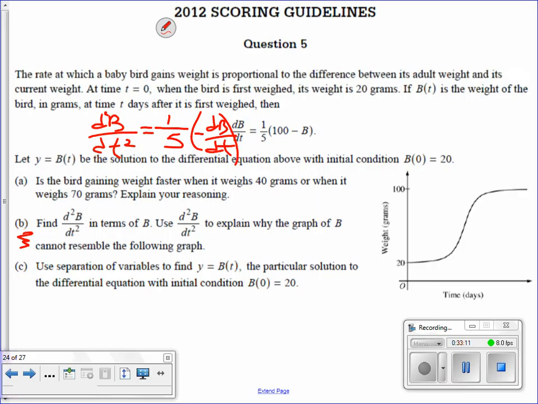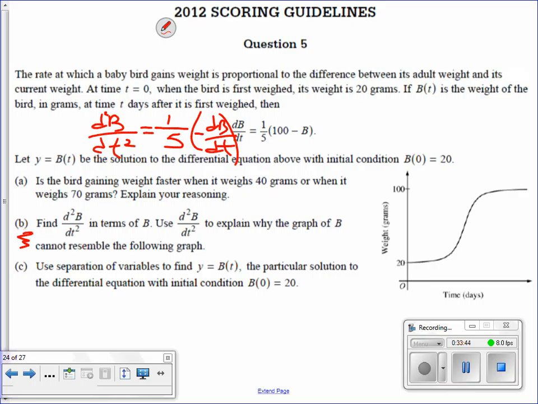But if it's any other variable, think of the chain rule. Like when you take the derivative of x with respect to x, it's 1. If you take the derivative of y with respect to x, it's dy/dx. This is the derivative of b, but not with respect to b, it's with respect to t. Now, when you get the second derivative, remember you take the derivative of the first derivative, we don't leave the dB/dt there, right? We're going to replace it with the 1/5 (100 minus b).